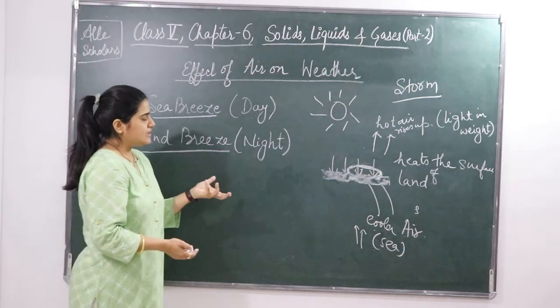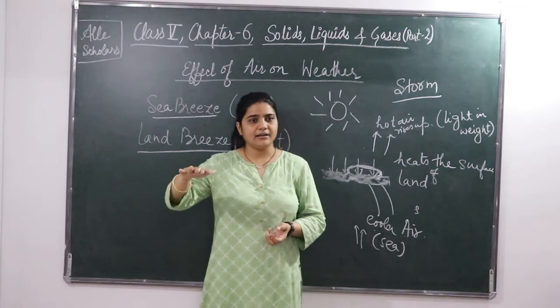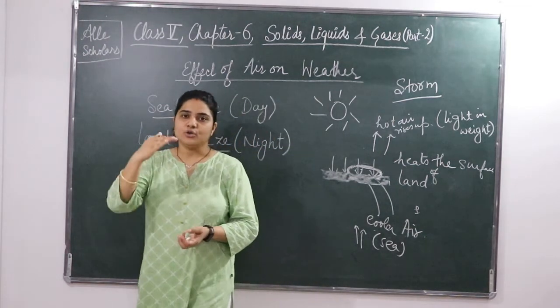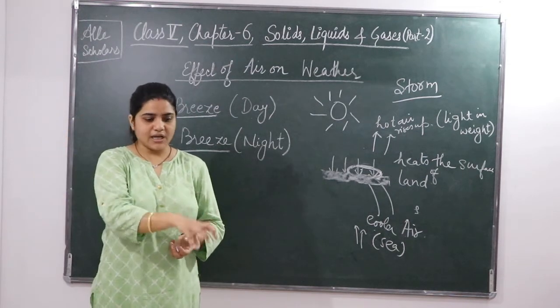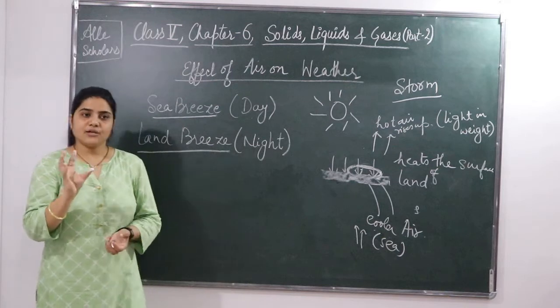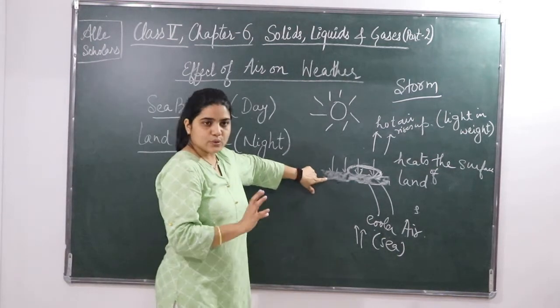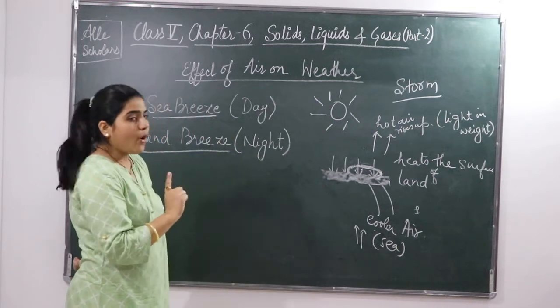तो very simple it is कि डे टाइम में क्या होता है कि हमारा जो लैंड है अर्थ है गर्म हो गई, तो हॉट एयर ऊपर उठ गई और ठंडी एयर सी की तरफ से आ गई. और एट द नाइट व्हाट हैपेंस, द लैंड सरफेस इज कूल. लैंड का सरफेस कूल है लेकिन जो सी का सरफेस है वो कैसा है, वो हॉट है.